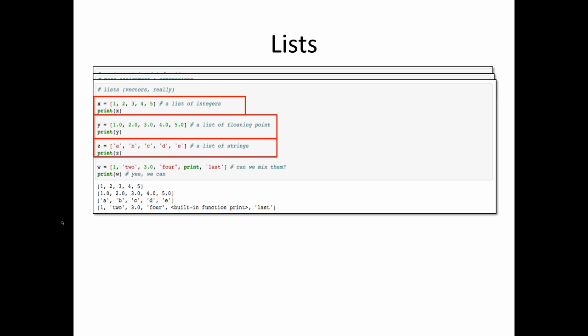Here, for example, the variable z is a list of alphabets. You can even mix data of different types. The variable w here is a list that has the value 1, string 2, value 3, string 4 in double quotes. You can even put a function here, like print. Note it is a function, so if you index to that particular element, you can actually run the function print.